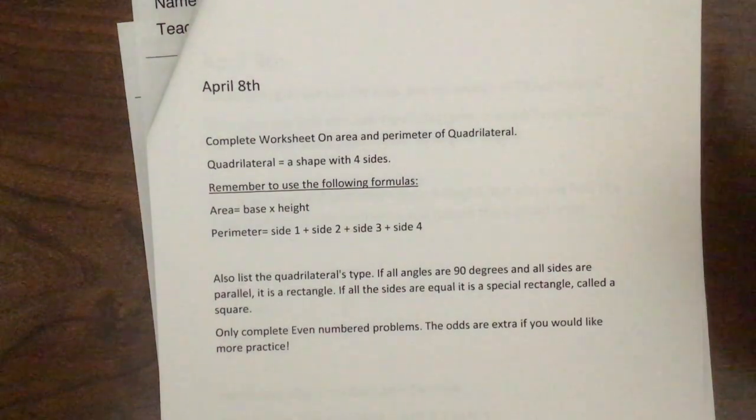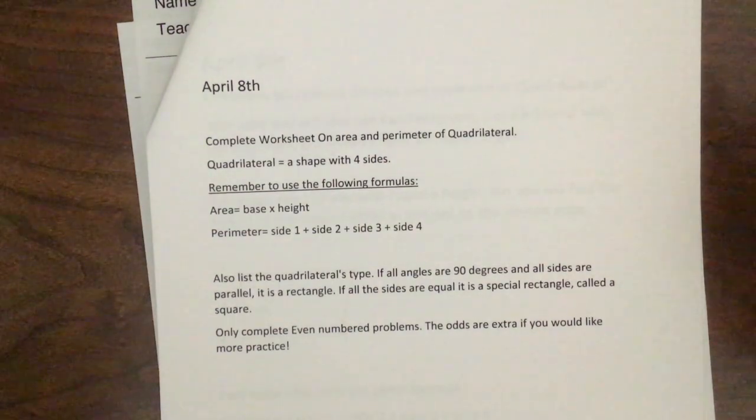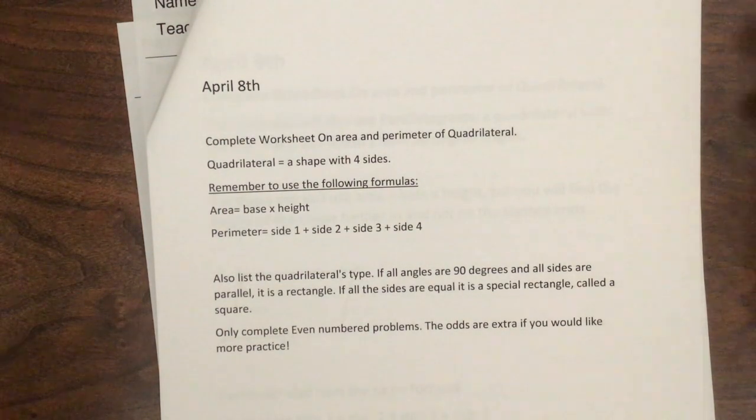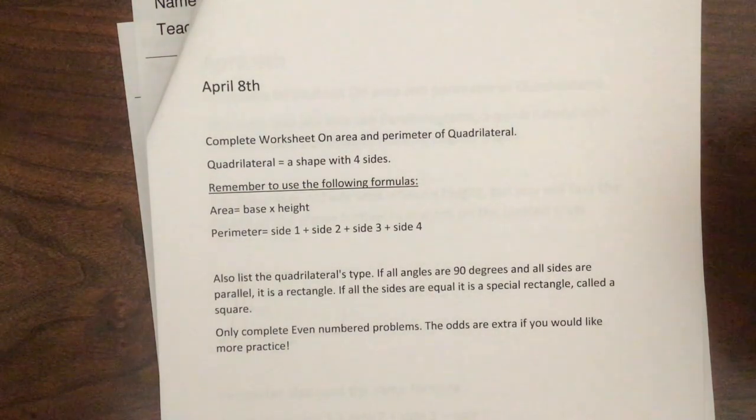Alright guys, good morning. It's April 8th, and we're going to be working on the area and perimeter of a quadrilateral. Okay, so what is a quadrilateral? Well, if you've ever heard the word quad, it usually talks about a four-wheeled vehicle. And a quadrilateral is a shape with 4 sides. So today we're just going to work on rectangles and squares, which are the 2 most well-known quadrilaterals. Did you guys know that a square is a rectangle?